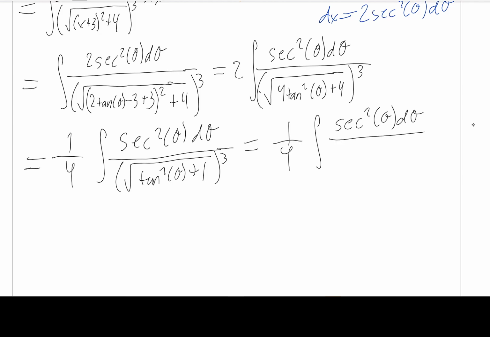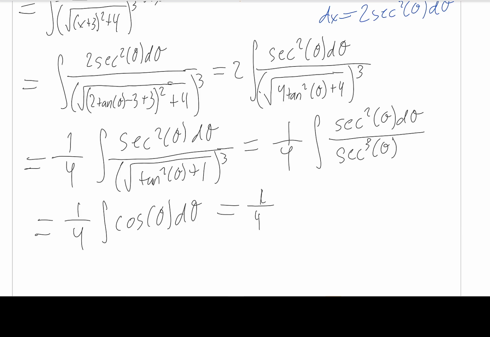Tangent squared theta plus 1, that's our identity for secant squared theta. So we'll take a square root of it and get secant theta. So I should have secant cubed theta on the bottom, which gives me 1/4 times the integral of 1 over secant theta, so just the integral of cosine theta d theta. And then I think this here is probably the nicest integral we do all day, because this will give us 1/4 sine theta plus c.